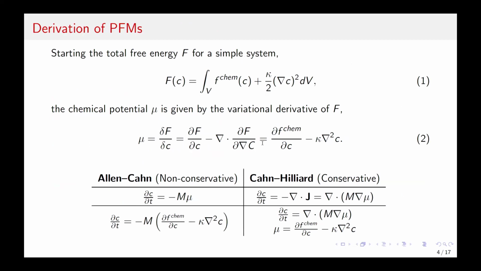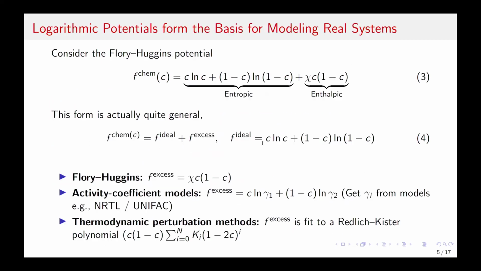So just a rough overview of how it works. We write down an expression for the total energy. So there's a homogeneous energy called F and a gradient term. We take the variational derivative and we put it through the conservation equation, either assuming that the transport is directly proportional to the chemical potential or of the flux. And now, here's the thing.